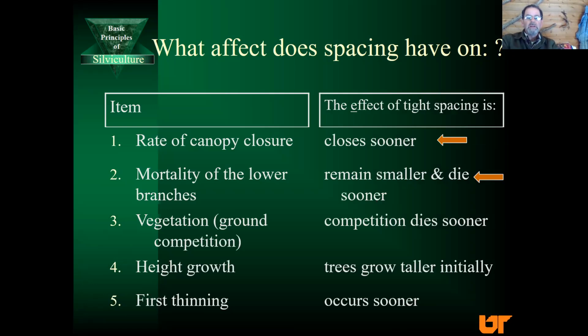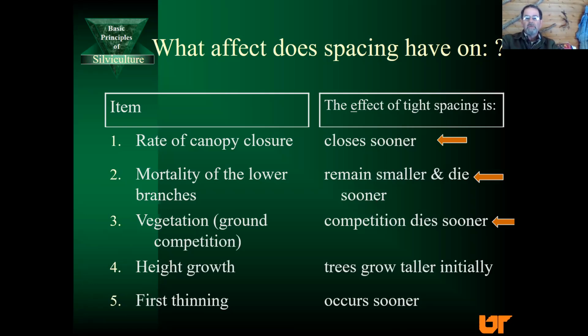Now, regarding the vegetation control, this competition is going to die out sooner if we have tight spacing. So as you can imagine, when the side branches come together and they touch each other, the sunlight's no longer reaching the floor and the ground vegetation is going to decline. That can be a bad thing for wildlife. And so it's kind of a trade-off with tighter spacings.